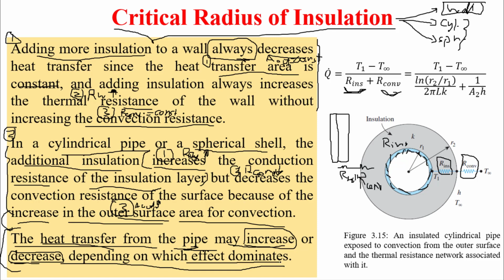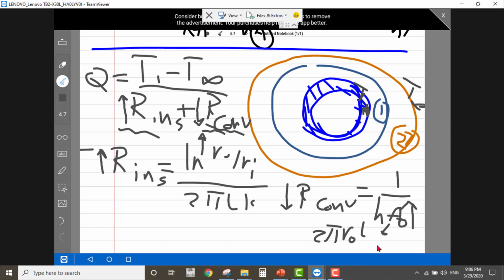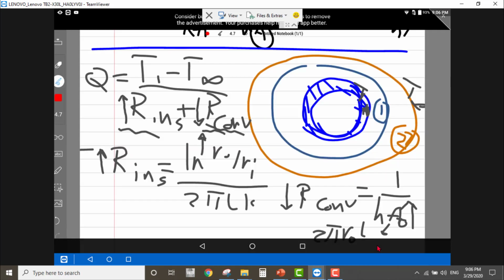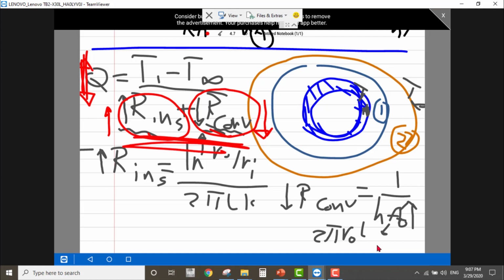depending on which effect dominates. So if the parameter, for example R convection, is dominant, the stronger factor, and its decrease is larger, okay, then Q will increase. But if R insulation is the dominant, the stronger effect, what will happen to Q? Q will decrease. So it may increase or decrease. So adding insulation for a cylinder and sphere does not always give me a reduction in loss; sometimes it gives me an increase in loss, based on which parameter of these two is dominant.